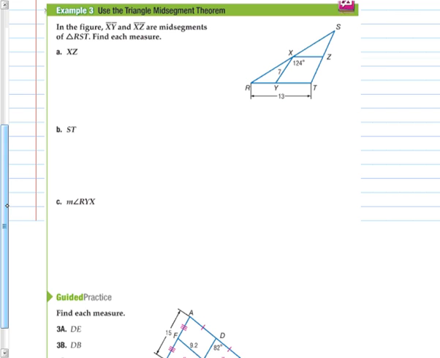So right up here in this figure, XY and XZ are mid-segments. XY is a mid-segment, and XZ is a mid-segment. So X, Y, and Z must be midpoints then. Find each measure, X to Z. They want to know, what is X to Z? You tell me how I'm going to get it. 13 divided by 2. This X to Z must be half the length of R to T down there. What's 13 divided by 2?